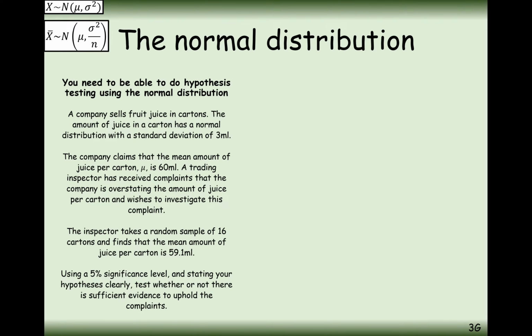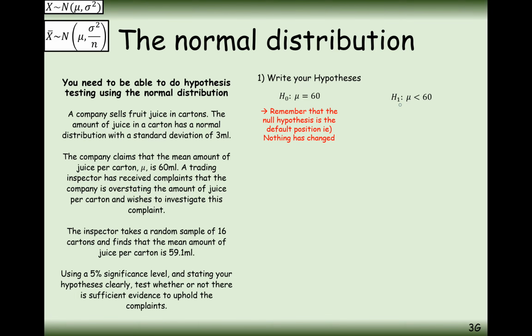Using a 5% significance level and stating your hypothesis clearly, test whether or not there is sufficient evidence to uphold the complaints. So, let's go through the stages for a standard hypothesis test. First of all, you need to write out your hypothesis. Now, the null hypothesis is always that the mean is equal to something. In this case, the mean should be equal to 60. The alternative hypothesis in this case, given that the inspector observes 59.1, is that the mean is lower than 60.